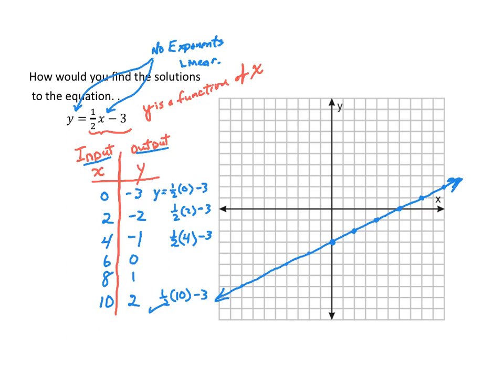The output pattern, remember, it was going up by 1 every time. The input pattern for the x, remember, we were going by even numbers, so that was adding 2 every time. And whenever we go from one point to the next point on the graph, like from this point to this point, we had to go up 1 and over 2. 1 in the y direction, 2 in the x direction. You might remember something called rise over run, 1 over 2. Maybe you remember that. That would be awesome.